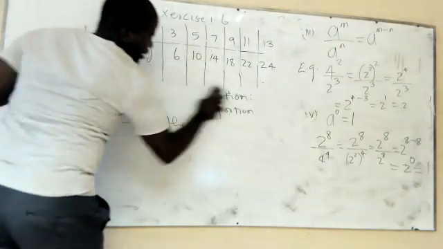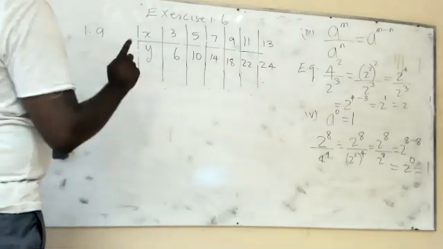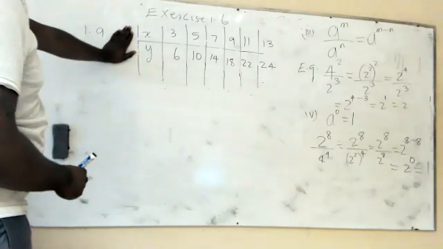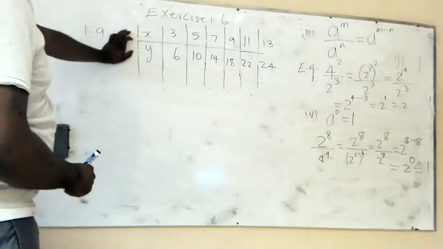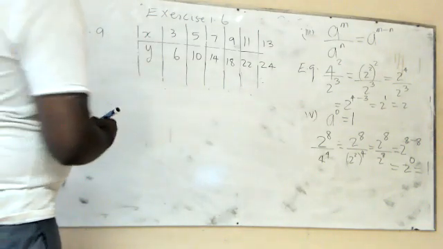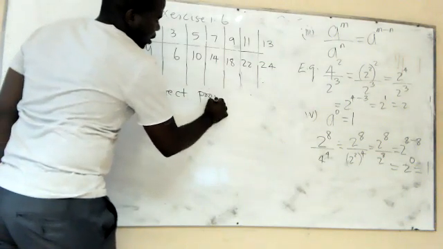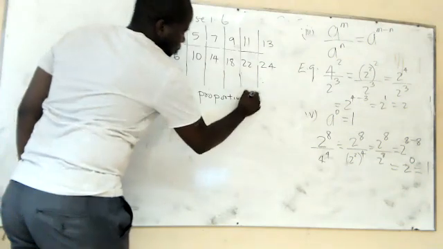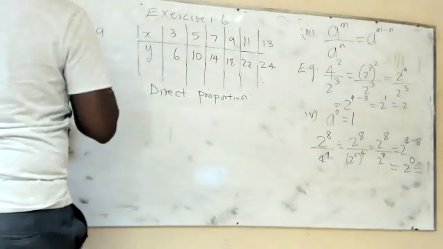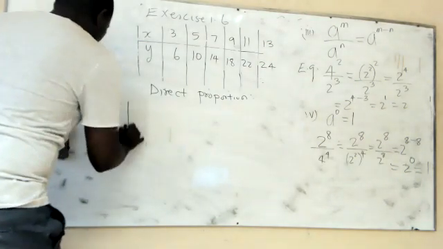Now tell me the answer for the first question. Is it direct or inverse proportion for this first question? Direct proportion. It is direct proportion, yes. And I've given you reasons why we say this is direct proportion. Okay, then now let's quickly go to the second one, and you tell me what we have for table number 2.